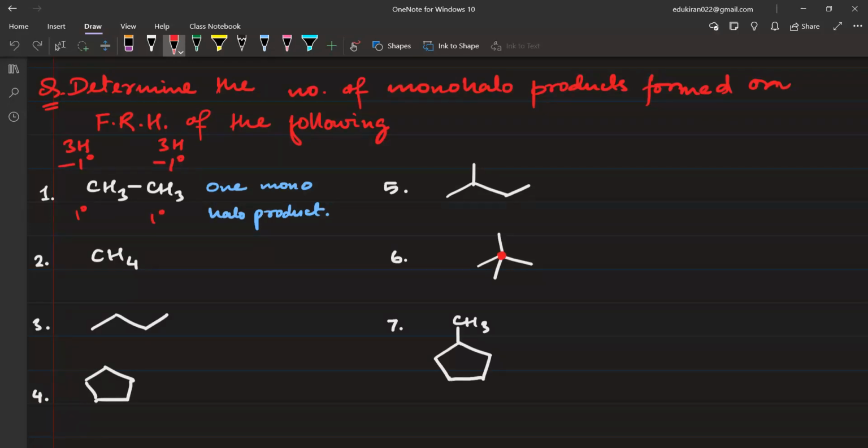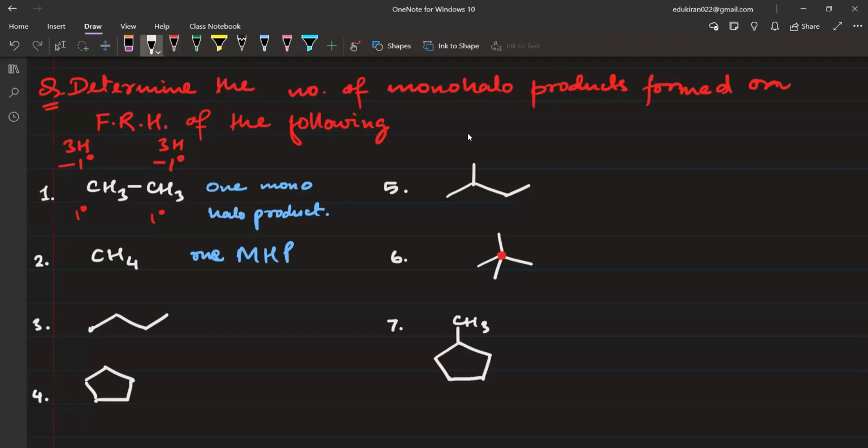So time is over. For the first one, I have seen one mono-halo product. For the second, we have only one type of carbon, or only one carbon. That is why we'll get only one product, right? So we'll write one mono-halo product, one MH product. Okay, we will see here the third one.